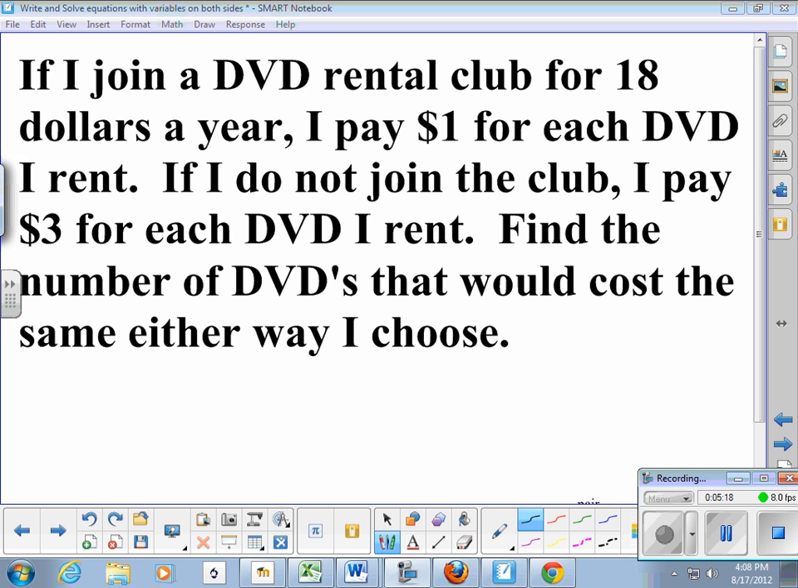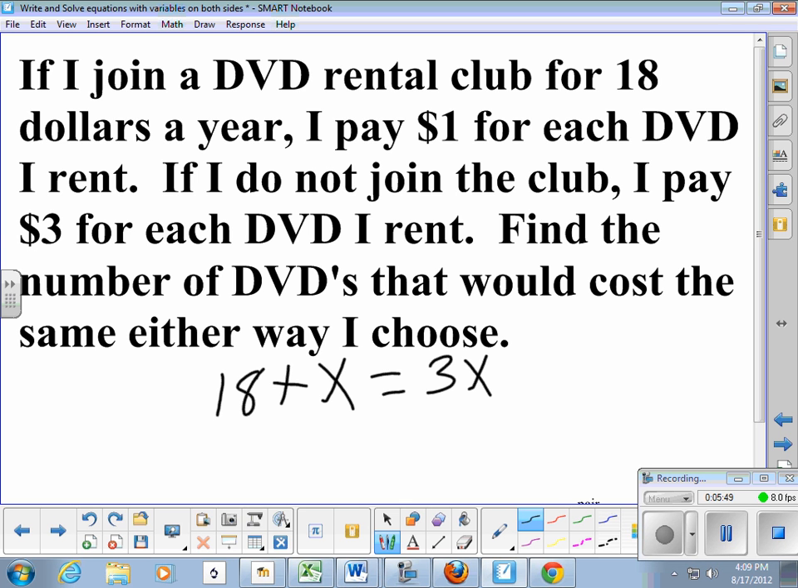Let's try another example. If I join a DVD rental club for $18 a year, I pay $1 for each DVD. If I do not join the club, I pay $3 for each DVD I rent. Find the number of DVDs that would cost the same either way I choose. So the first situation says 18 plus $1 for each one. At some point will be equal to $3 for each one. I'm going to subtract x from each side.